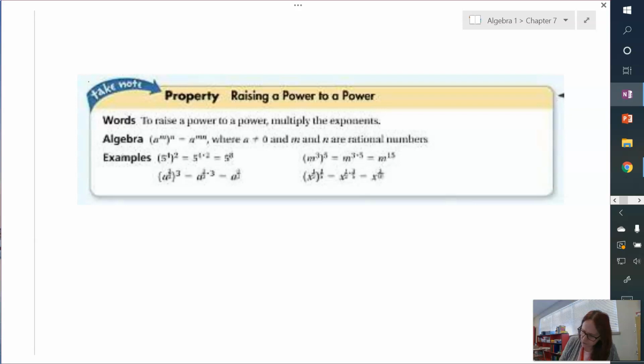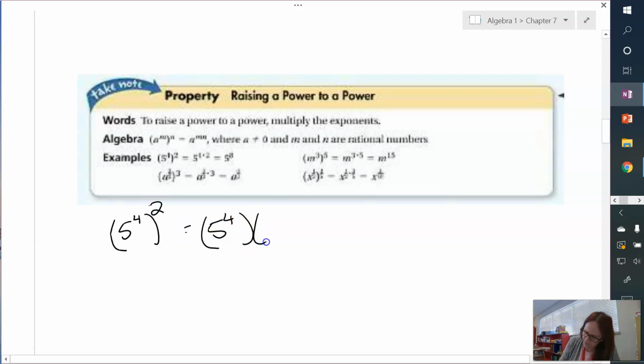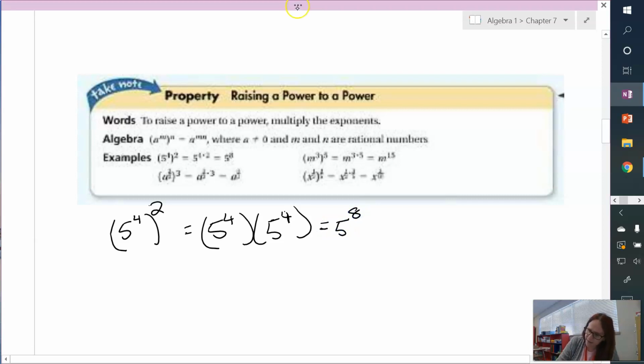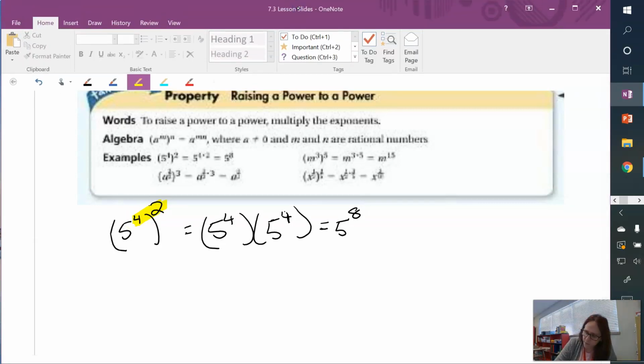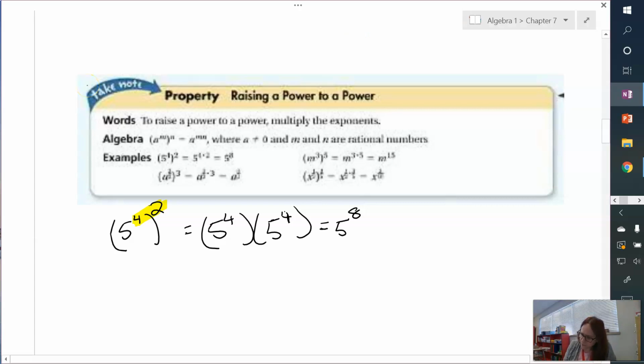So if I was doing 5 to the 4 to the 2, that's the same thing as 5 to the 4 times 5 to the 4. Because what I've done is I've just squared that 5 to the 4. And then remember from last time, just add your exponents together and you get 5 to the 8. Now that 8 is the same thing as 2 times 4. So if you multiply the exponents, that'll work. Let's try it on another one.